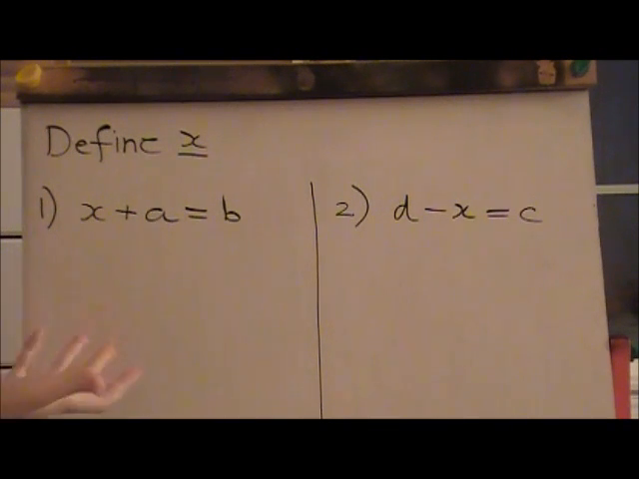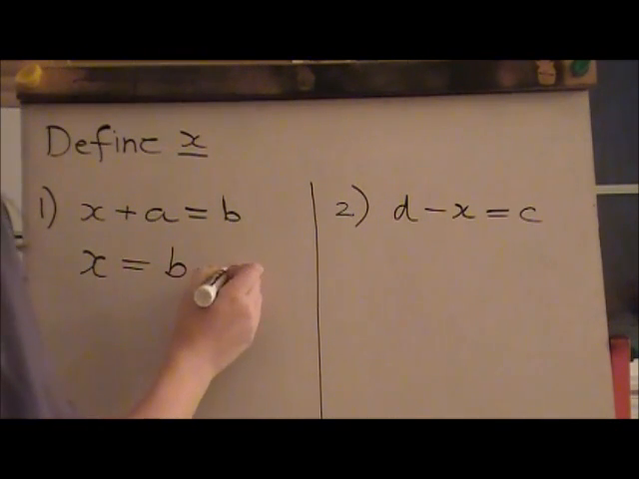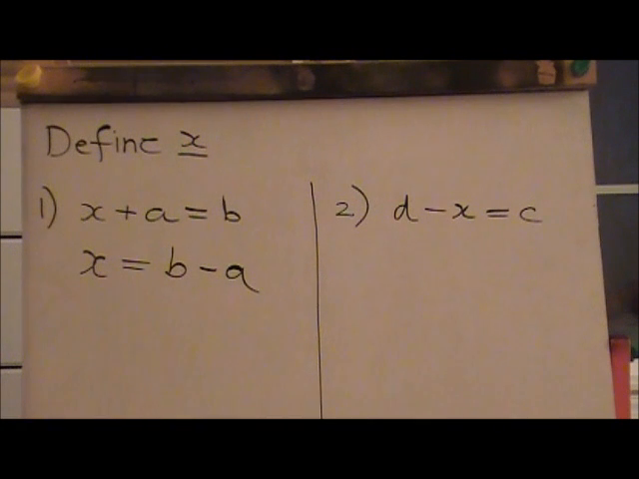When you're asked to define x, all you're really doing is isolating x on one side and defining it in terms of these two variables. In order to leave x on one side, you must shift over this positive a. So we'll subtract a from both sides, and we get x is equal to b minus a. And that's all there is to it.